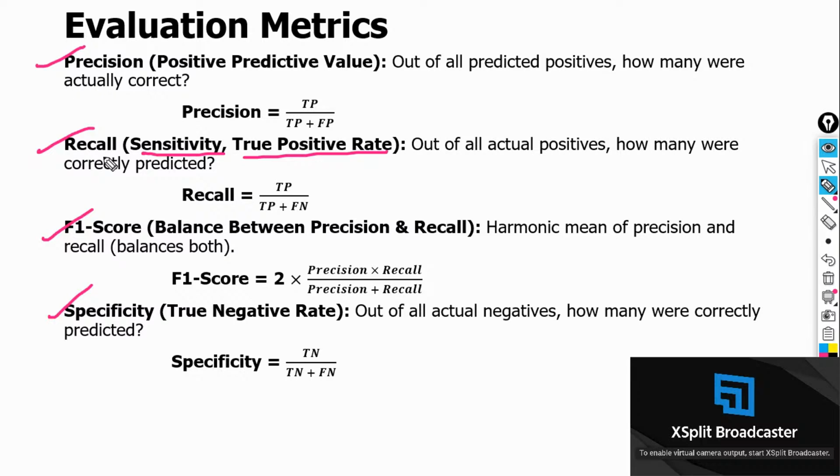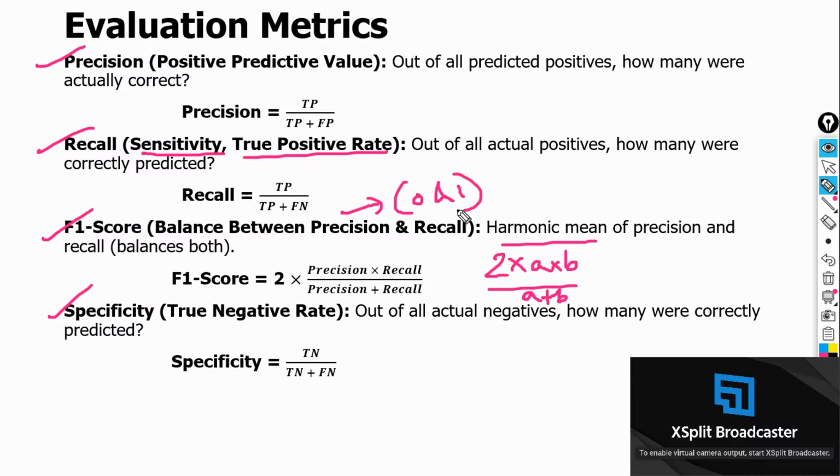Once you have precision and recall, you can calculate the F1 score. F1 score is the harmonic mean of precision and recall. So we know the harmonic mean formula, right? 2 into A into B by A plus B, where A is your recall and B is your precision. The range of the F1 score is between 0 and 1.